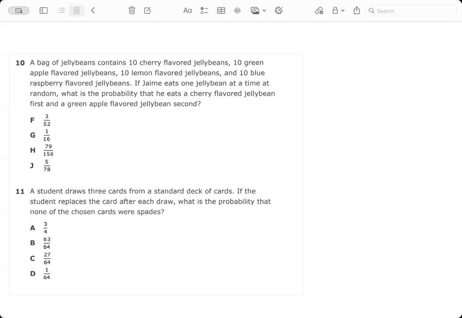A student draws 3 cards from a standard deck of cards. The student replaces the card after each draw. That none of the chosen cards were spades. See, you can as well do it as complementary counting. Oh no, here none of the chosen cards were spades. You cannot use complementary counting. Complementary counting is to find the probability that at least one card was a spade. That is hard to find. None of the chosen cards were spades.